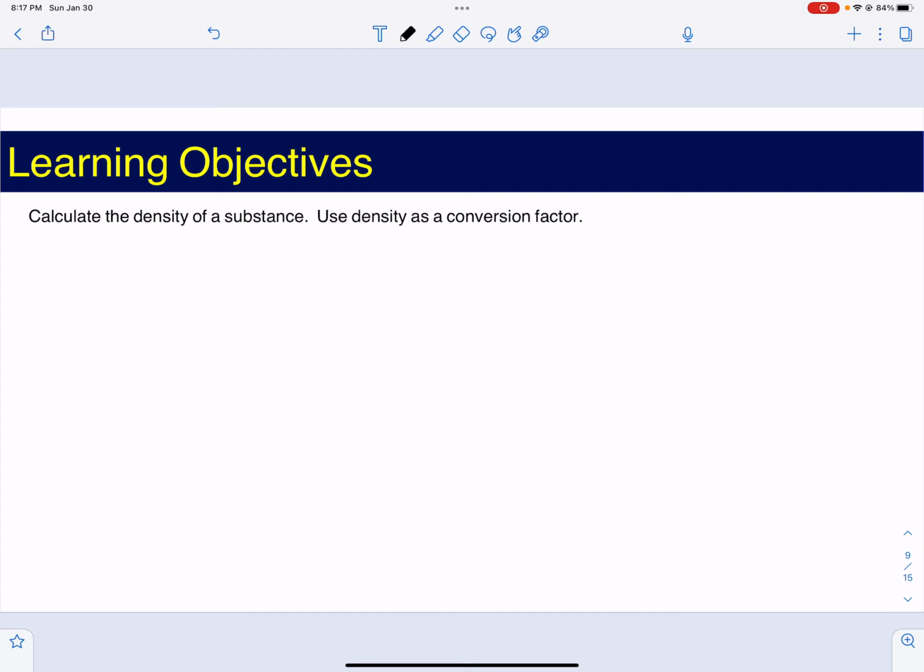Calculate the density of a substance. Use density as a conversion factor. Well, first thing, if I ever ask you what is density and you tell me, oh, density is mass divided by volume, that's going to be wrong. Out of 10 points, you probably lost 8 points because that's not what density is. That's the formula to calculate density.